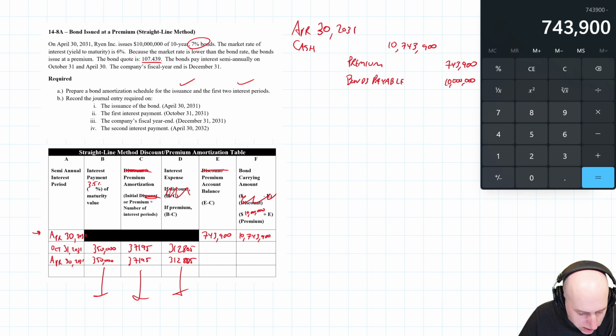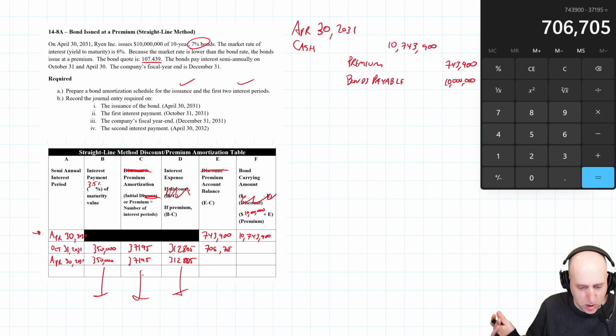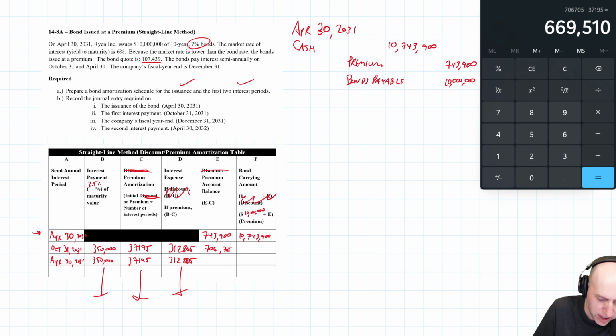$743,900 minus $37,195 is $706,705. Now this number is just going to get lower and lower. It's going to reduce by $37,195 for the next 10 years, so 20 rows here, but it's just going to keep going down by minus $37,195 because that number doesn't change. That's what makes it straight line, 669,510, and so on.